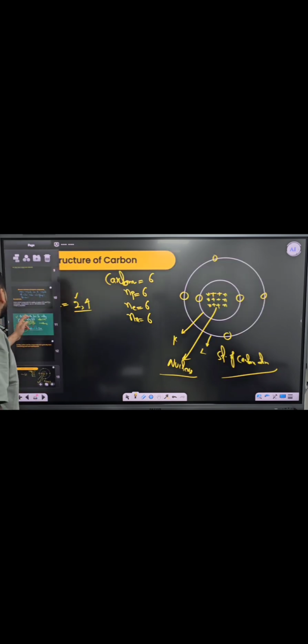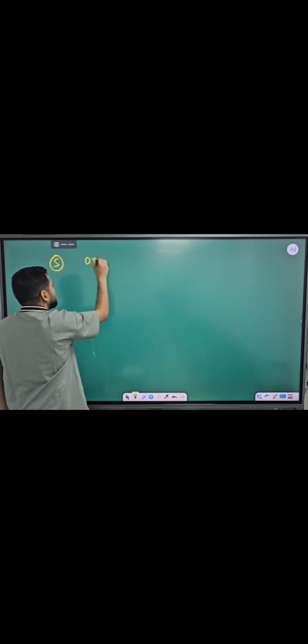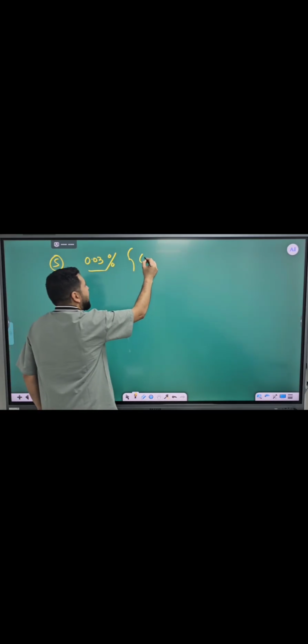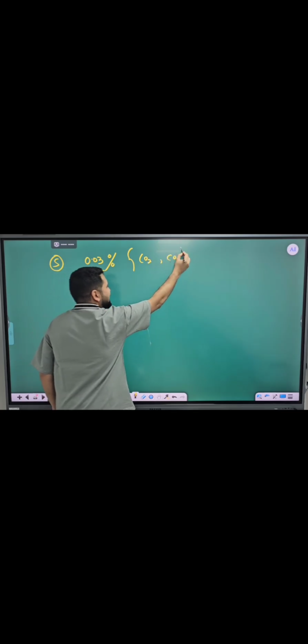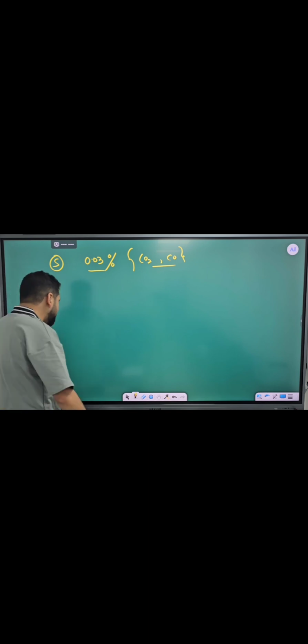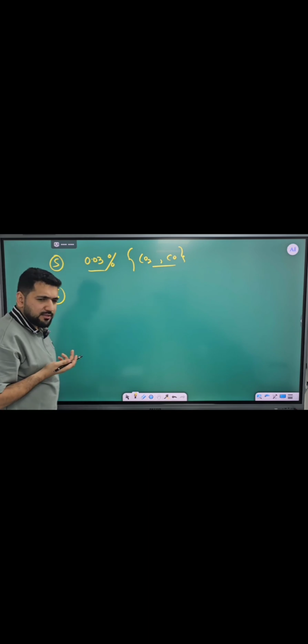It was point number 4, right? Now let's switch on to point number 5 about carbon. What is the percentage of carbon in this atmosphere? The percentage of carbon is 0.03%, mainly in the form of CO2, and there are few traces of CO as well. That, guys, you need to understand. Clear?